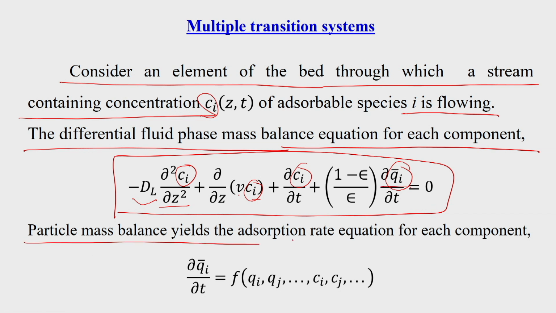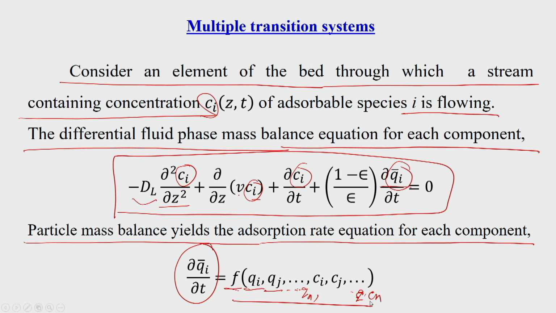Then the particle mass balance yields the adsorption rate equation for each case: del Qi by del t is a function of Qi, Qj, up to Qn and Ci, Cj, up to Cn. So, this is a function of all these Q terms as well as the concentration terms of the individual components.